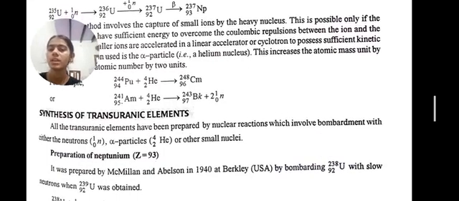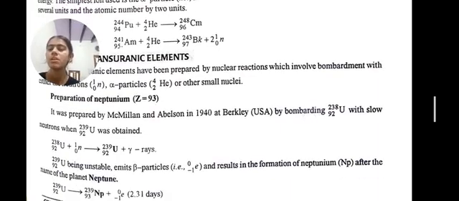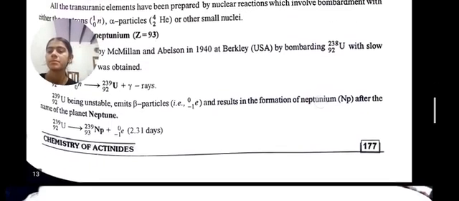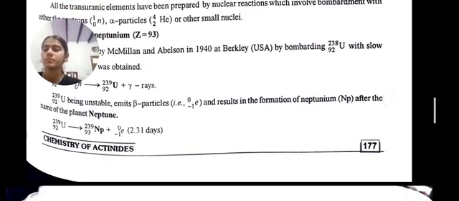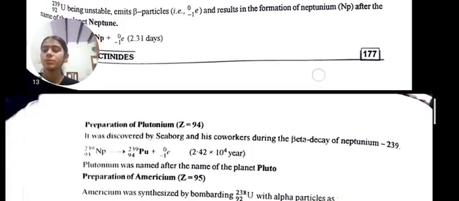Synthesis of transuranic elements. All the transuranic elements have been prepared by nuclear reactions which involve bombardment with either neutrons, alpha particles, or other small nuclei. Preparation of neptunium. It was prepared by McMillan and Abelson in 1940 at Berkeley by bombarding uranium-238 with slow neutrons, when uranium-239 was obtained, and results in the formation of neptunium, named after the planet Neptune.